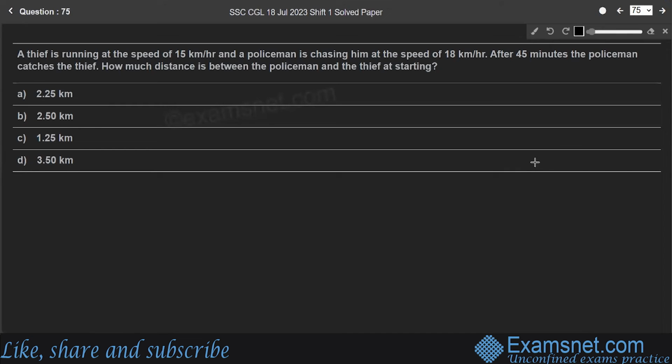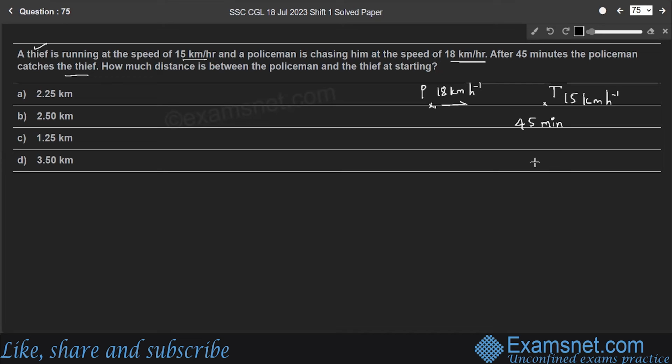Question 75. A thief is running at the speed of 15 km per hour and a policeman is chasing him at the speed of 18 km per hour. After 45 minutes, the policeman catches the thief. How much distance is between the policeman and the thief at starting? So let us consider a policeman who is chasing the thief at the speed of 18 km per hour, and the thief is running at the speed of 15 km per hour. So after 45 minutes, the policeman catches the thief.